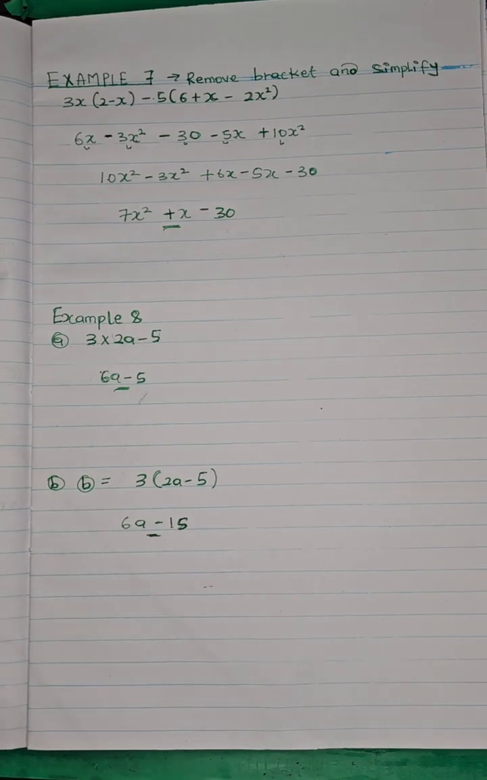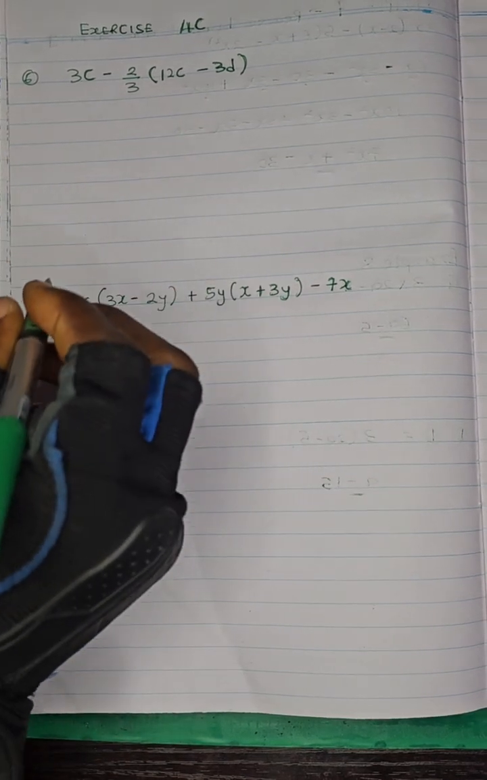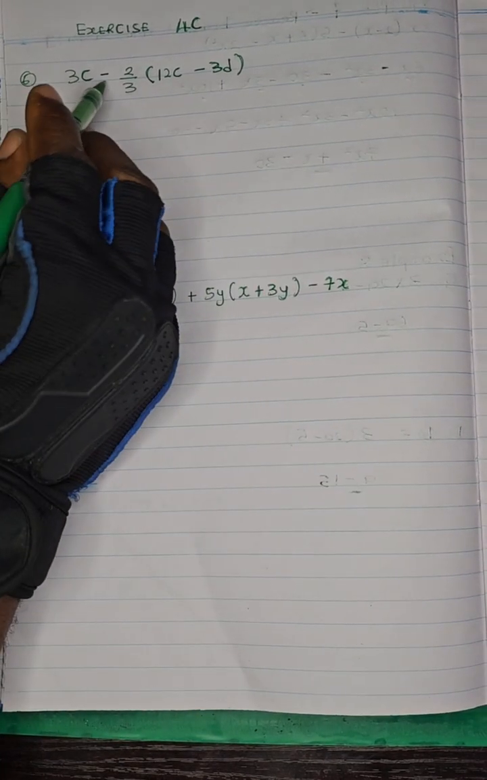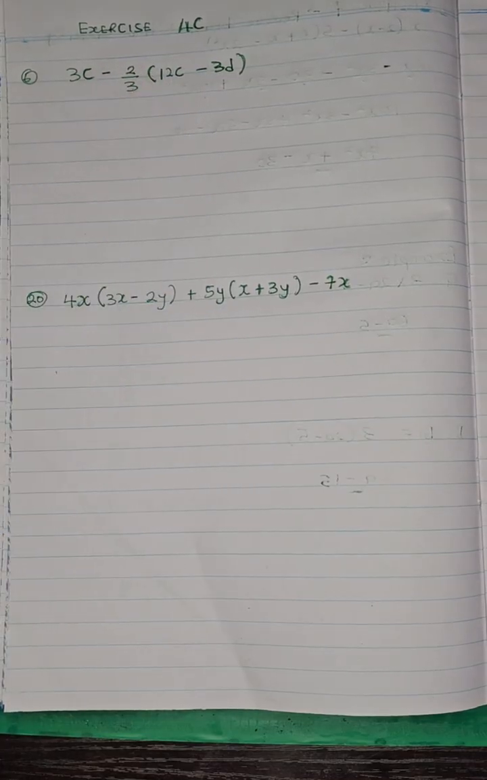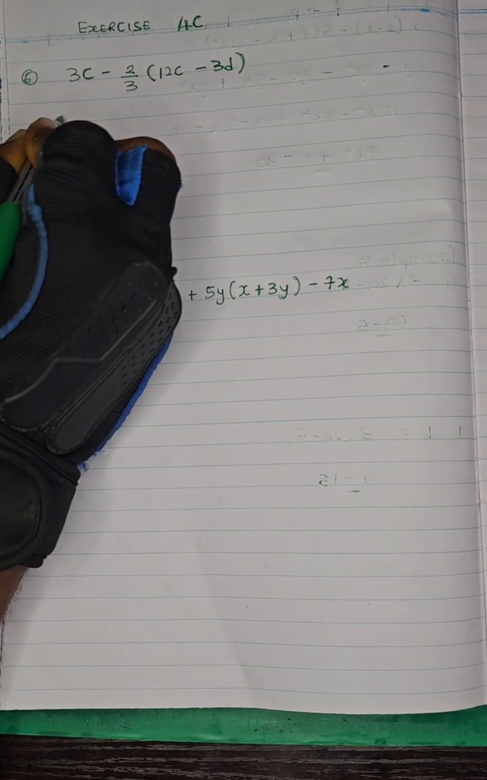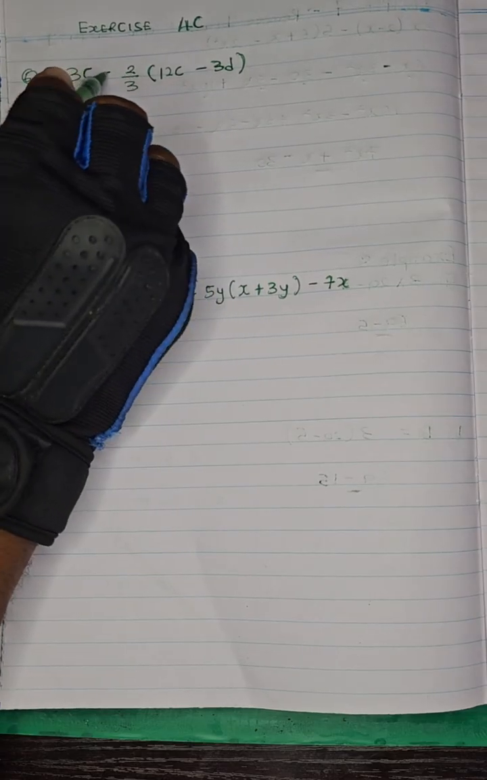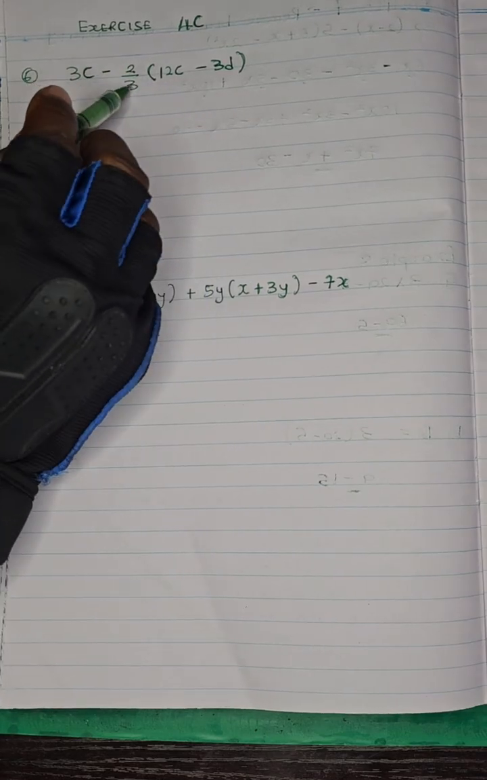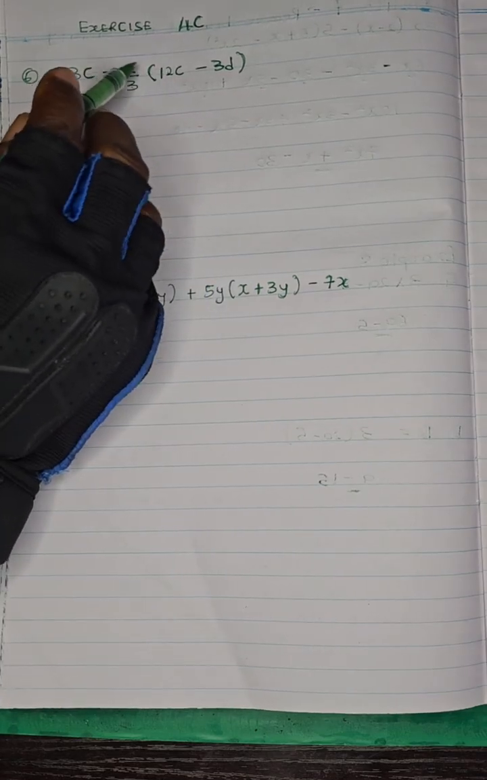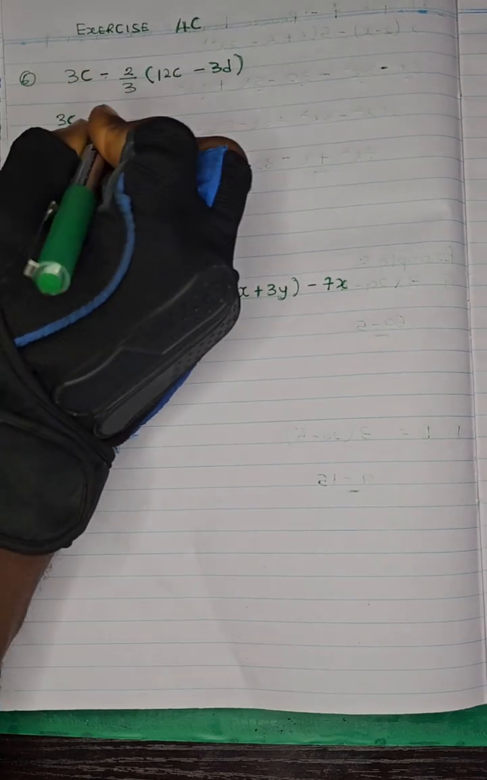Let's solve an exercise before we round up this class. So we have exercise 4c. We have 3c minus 2 over 3 into bracket 12c minus 3d. So let's start. You have minus 2 over 3 multiplied by 12c. Mind you, when 3 divided by 12, you have 4. 4 times 2 is 8. Then the c is there and the minus sign is there, so it will be minus 8c.